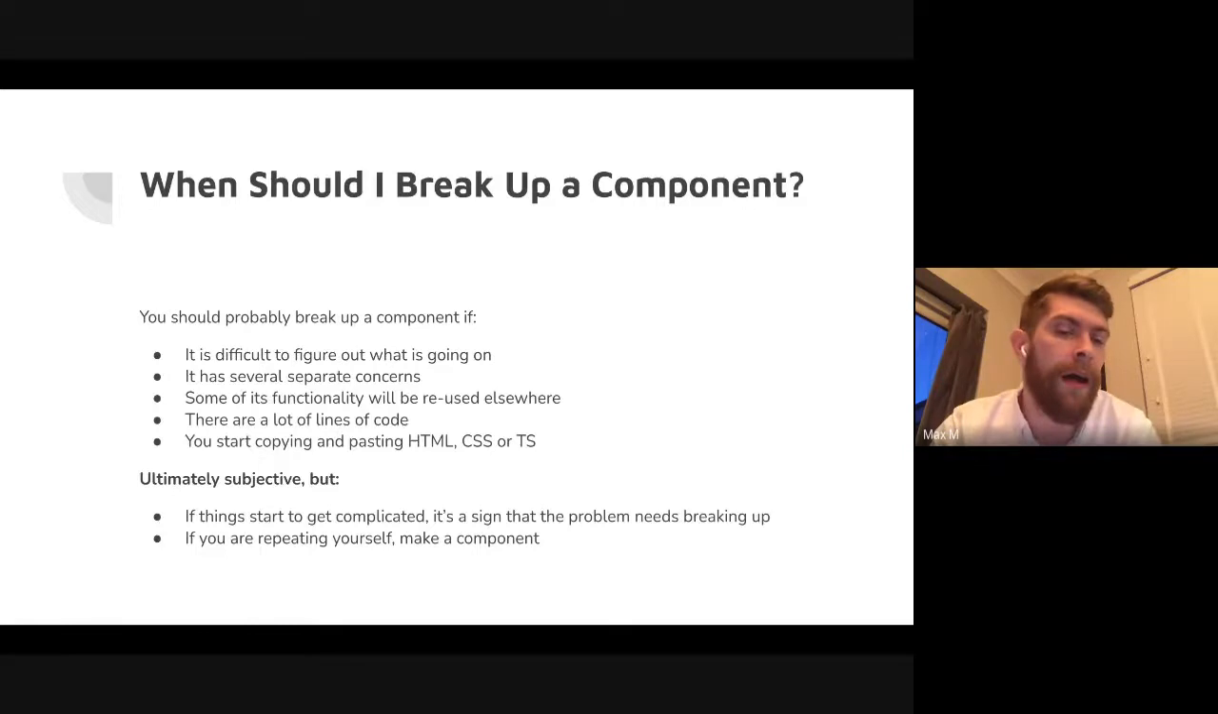So I try to get into the mindset of, if things start to get complicated, then it's a sign they need to be broken down into small, well-defined subproblems. And then the other thing is, if you're repeating yourself, probably make a component.